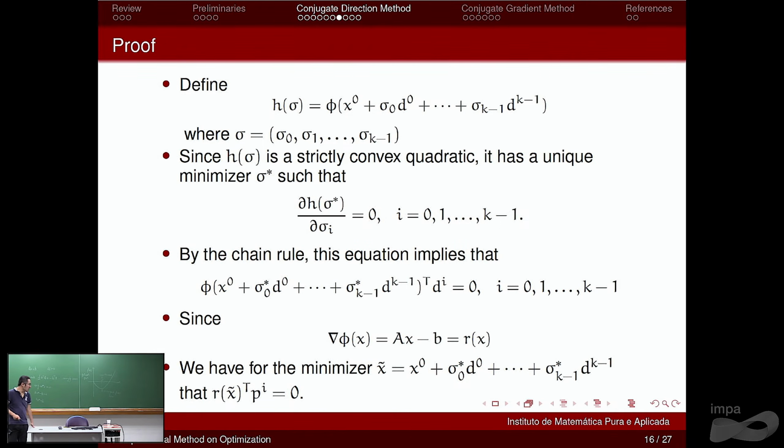So from the optimality condition we got this, and from this relation by the chain rule we got this one. We get that the residue at point x tilde k transpose di, for any previous direction, equals 0.